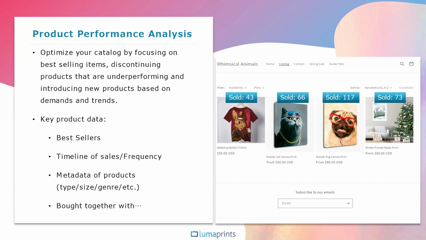And there's other things to take into consideration. So for this one, screenshot, for example, here I noted that the most sold item was a pug, and then the second most sold was also the winter framed paper print.